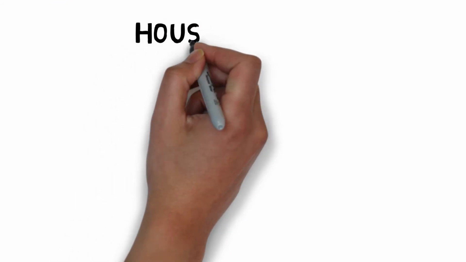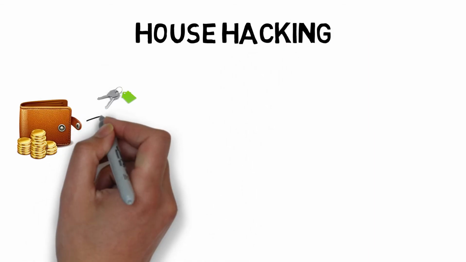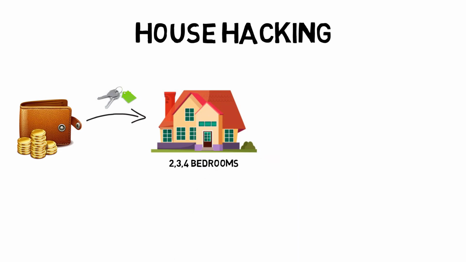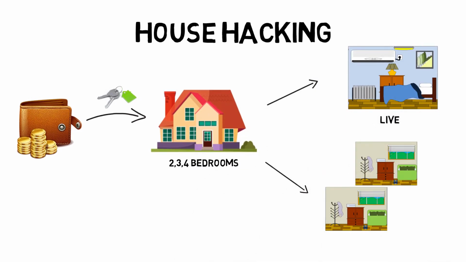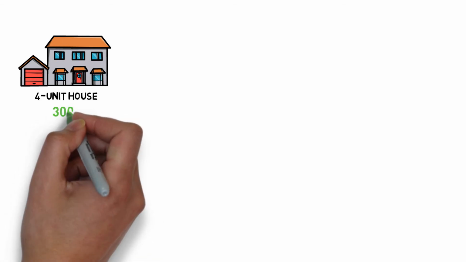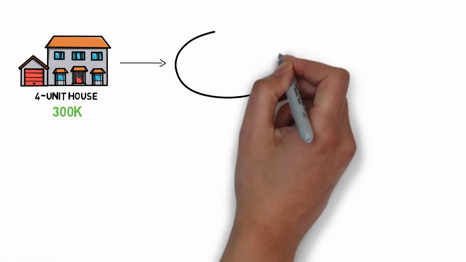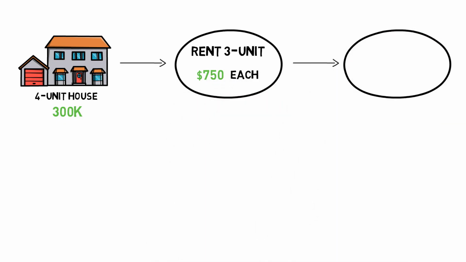Before finishing this video, I will talk to you about a method called house hacking, when you buy a house with extra units or spaces, live in one unit and rent the rest. Let's look at it with an example. We buy a 4-unit house, a quadruplex, for $300,000, and you live in one unit and rent the remaining 3 for $750 a month each, which gives you $2,250 each month.